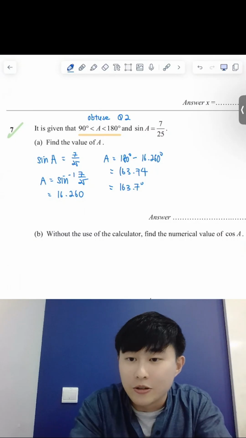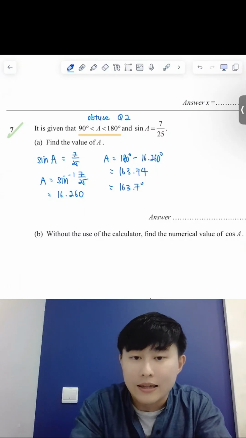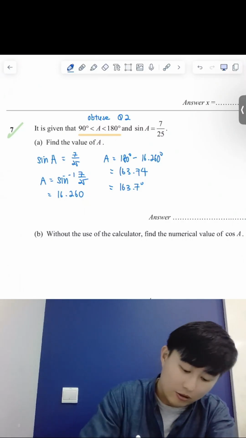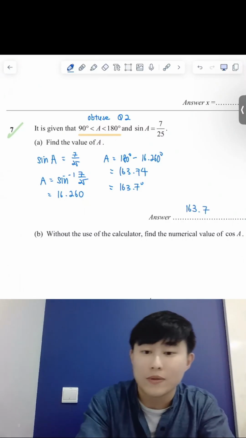The question is asking you for the value of A. They're asking for the value, not the one with the units. So the answer is just 163.7.